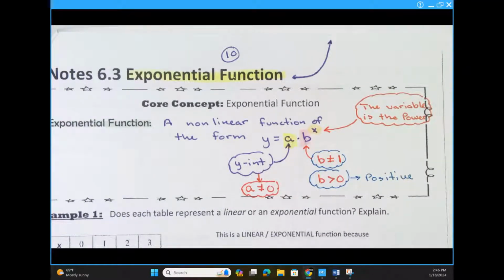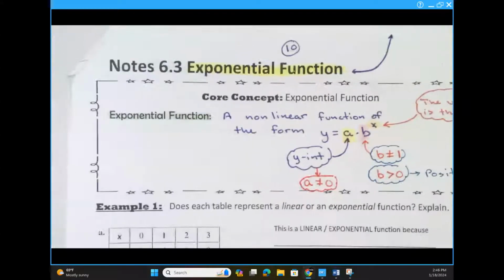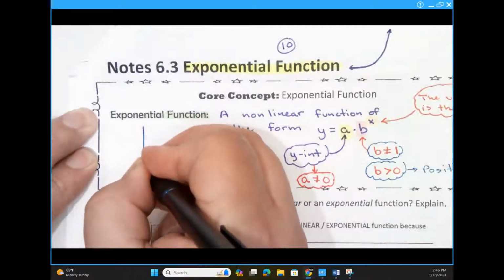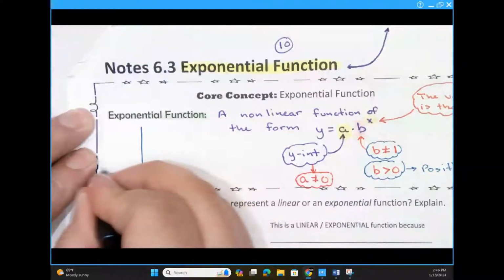Now, we had a picture up here earlier, so you know what? Let's add it in here too. So we have an exponential. Here's the other interesting thing about an exponential function.